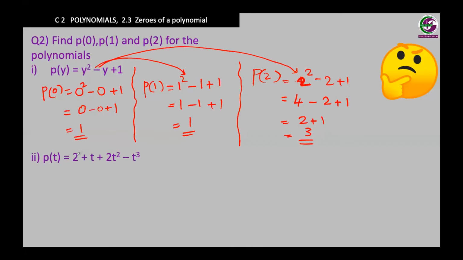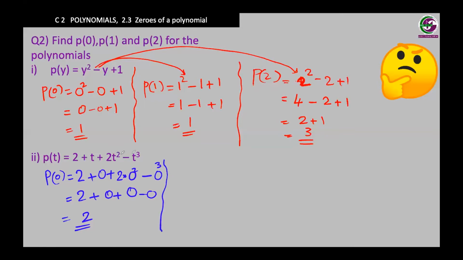P(t) = 2 + t + 2t² − t³. Again, we have to replace P(0), P(1), P(2). So let us see P(0). P(0) is 2 + 0 + 2 times 0² − 0³, which is equal to 2 + 0 + 0 − 0. Finally, you will get the answer 2.